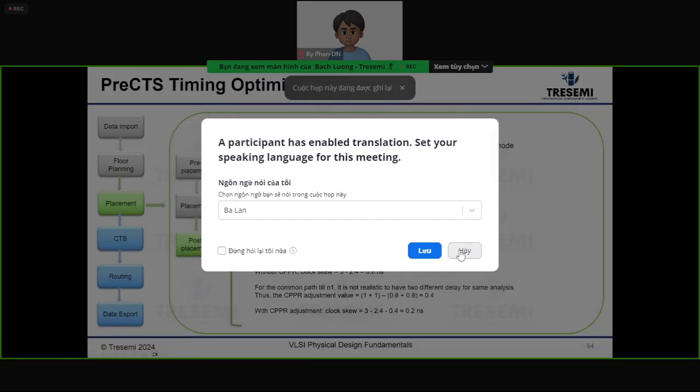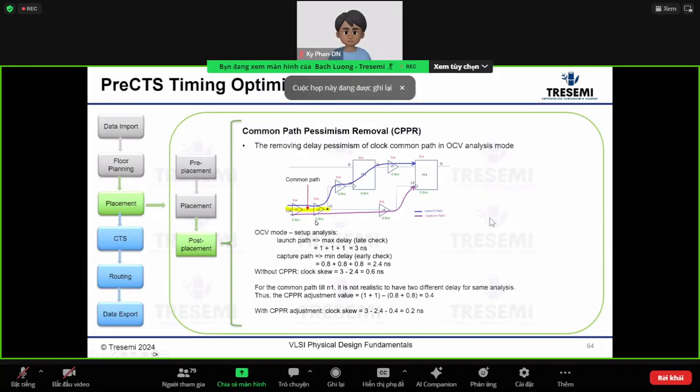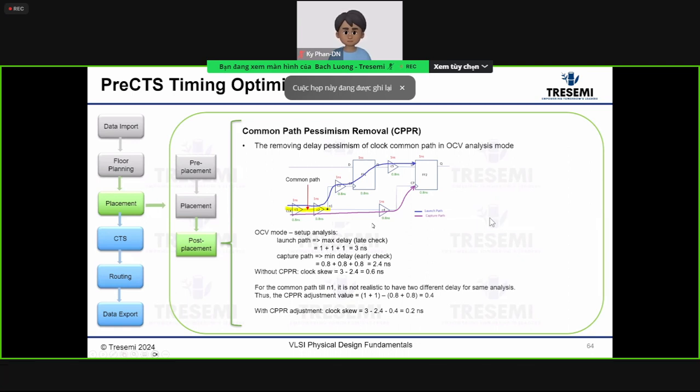Path max delay, the late path, is 3 nanoseconds, and the capture path here is a min delay early check. The min delay is 0.8 right here. The red number is the max delay, and the min delay is 0.8. So you have min and max. For the capture path, the min delay is 2.4, right?